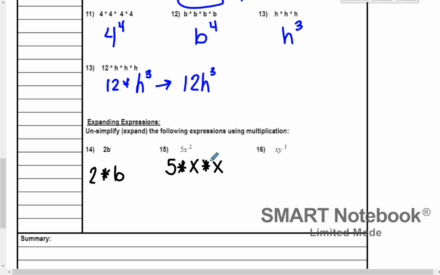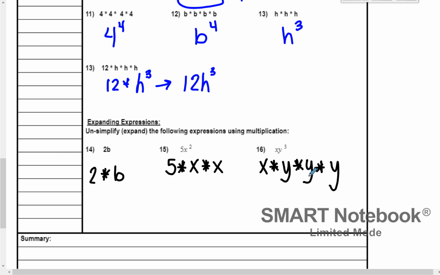If you're catching on, I would like you to pause the video and try this last one on your own. Then just resume to check. Here we have x times y. Even when we have letters next to each other, we assume it's multiplication. It's always multiplication. So we have x times y cubed, which is y times y times y. And that's how we would unsimplify expressions.